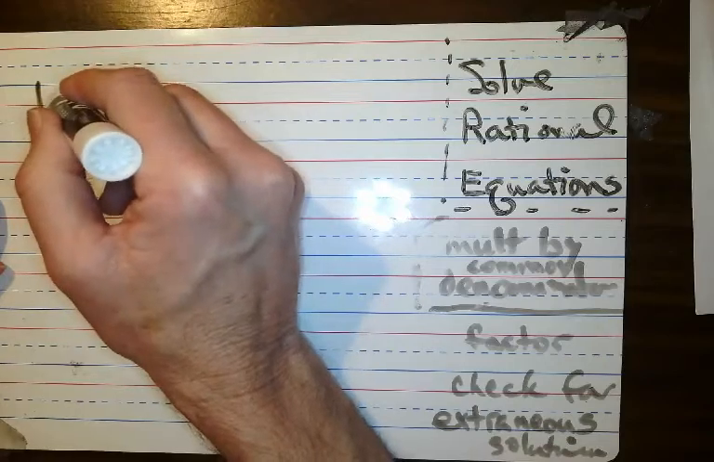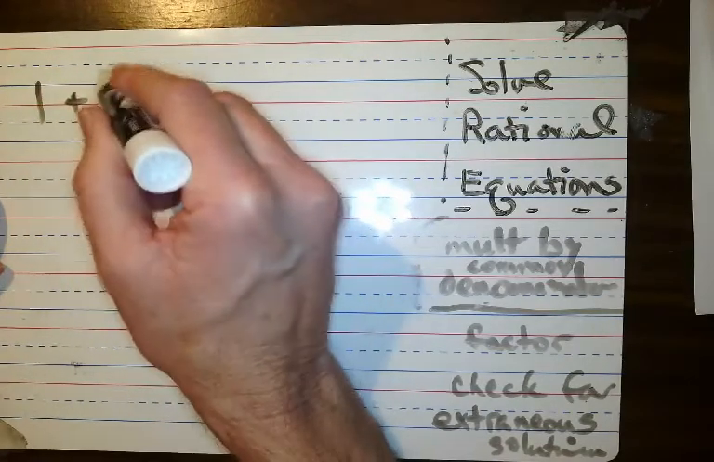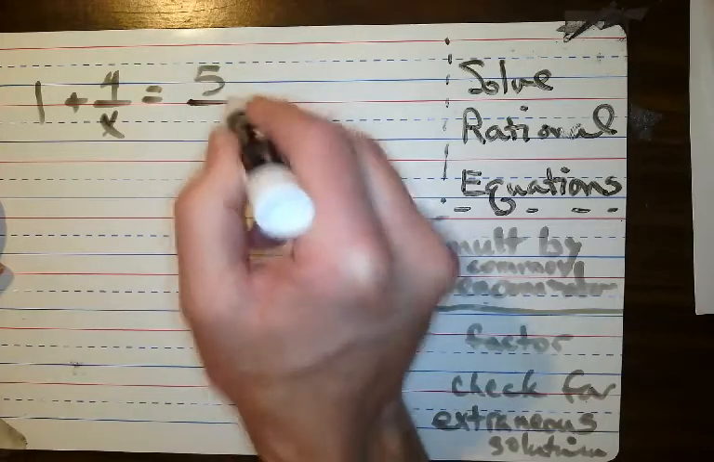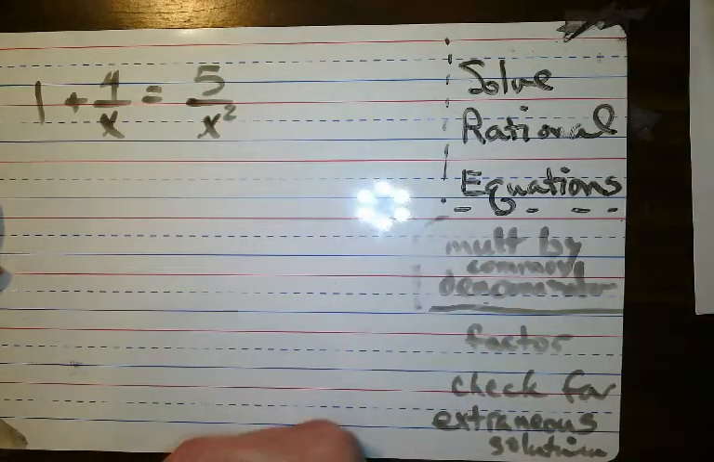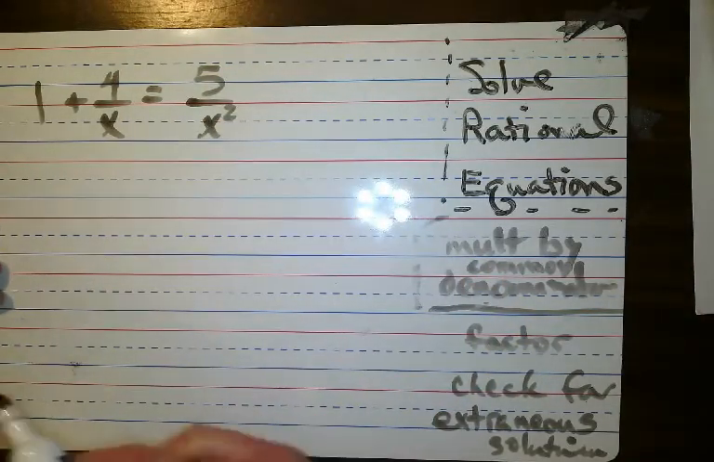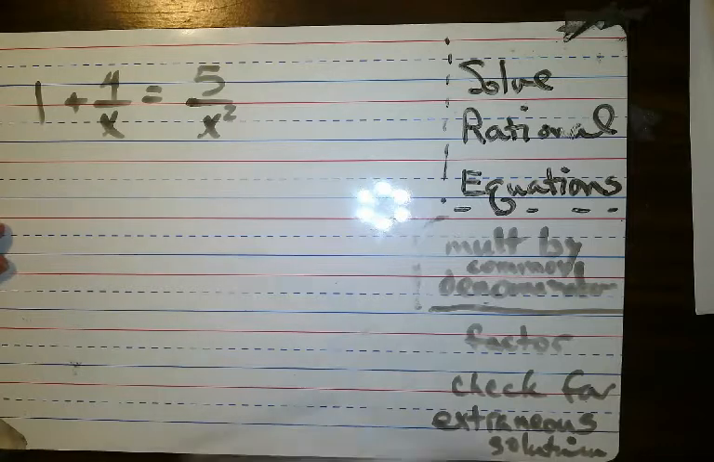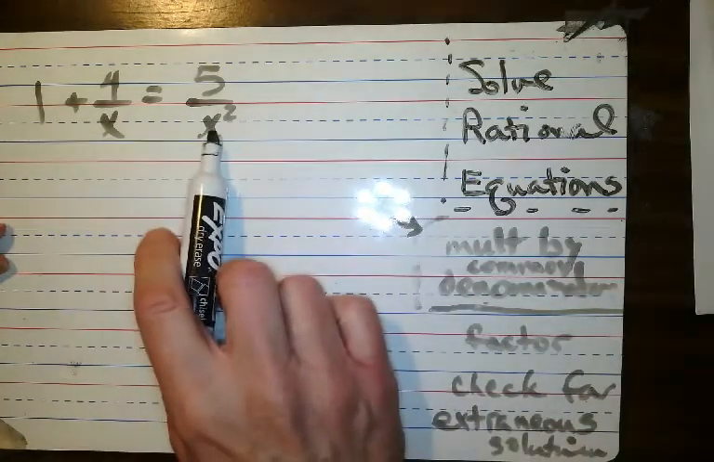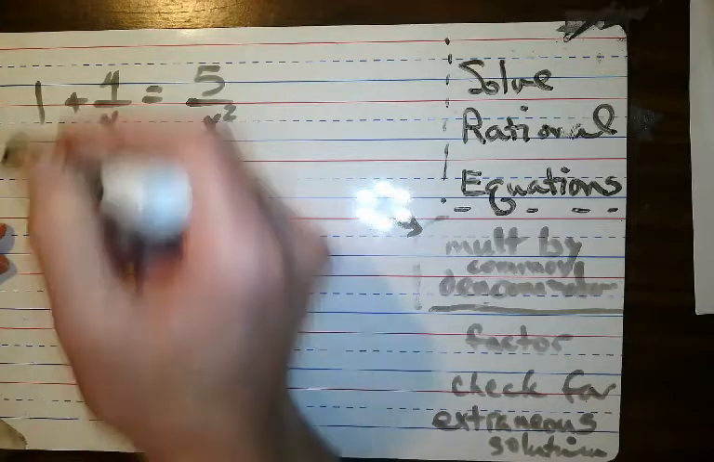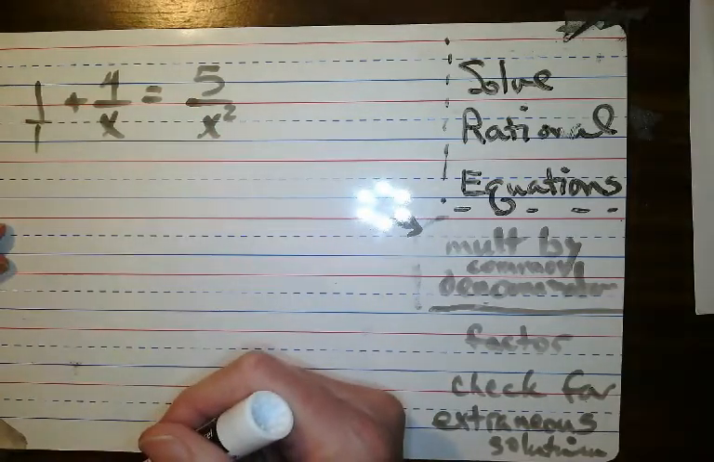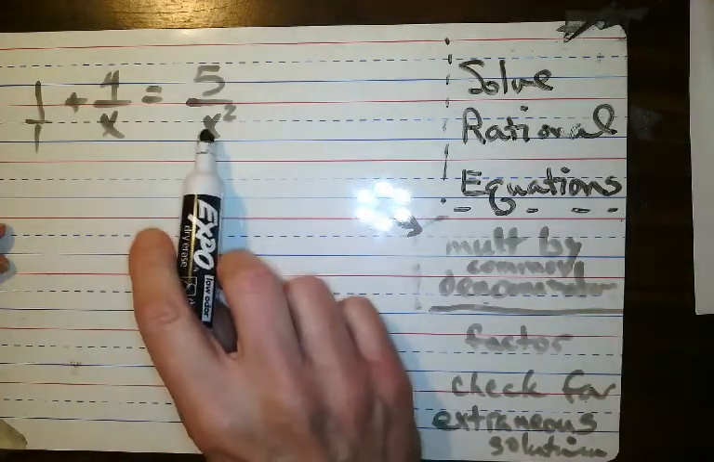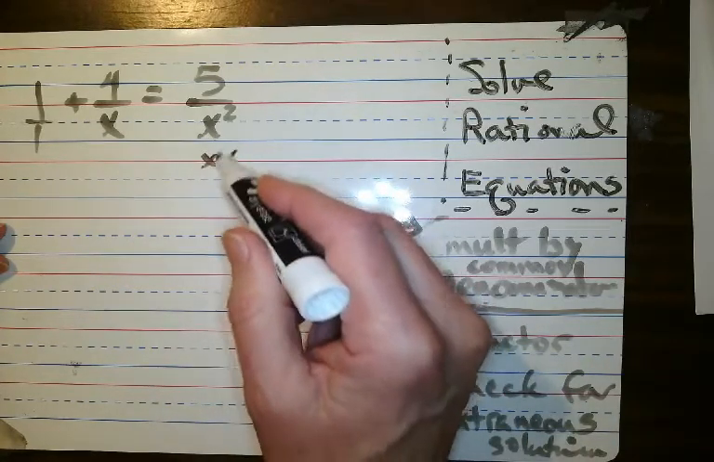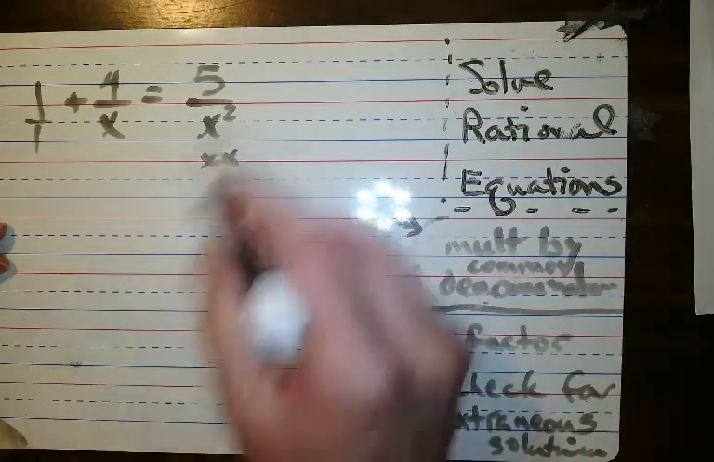1, the whole number 1, plus 4 over x equals 5 over x squared. Ooh, how about that one? Isn't that a beauty? We know that the way we solve this is to multiply by the common denominator. This is x squared. This is x, and if you make that 1 into a fraction, that's 1 over 1. So x squared is the common denominator. Remember, x squared is just x times x.